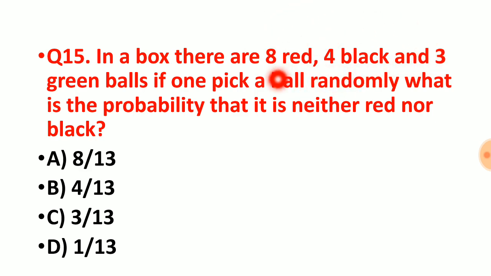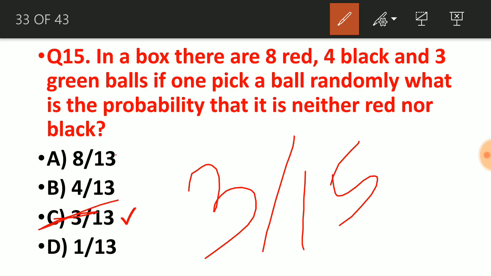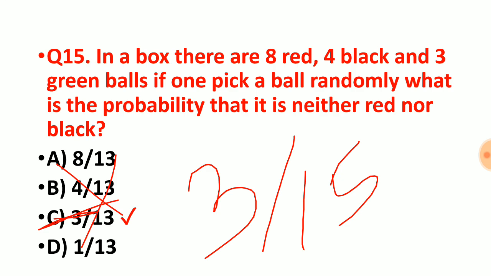If we see this, 8 plus 4 plus 3, 8 plus 4 is 12, 12 plus 3 is 15. So if it is neither red nor black, it means it is green. 3 green balls out of 15. So 3 by 15 is the answer for this question. These are wrong option choices. 3 by 15 is the probability for this question, neither red nor black.